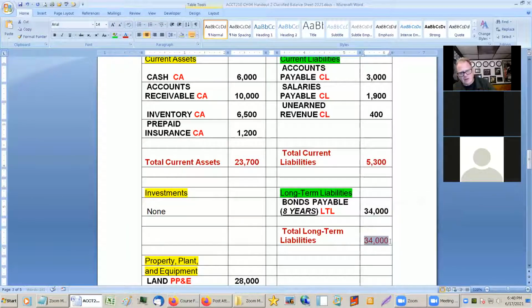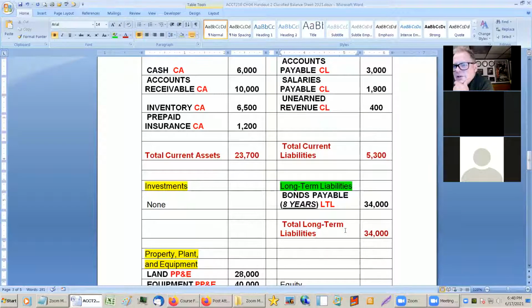So long-term liabilities, we have just the 34,000. By the way, here's kind of a heads-up thing, especially for those of you going into accounting. The question is, when do long-term liabilities get paid? One of the kind of tricky answers is that long-term liabilities do not get paid. Because after 7 years, this bonds payable is going to move into a current liability. There's going to be a current liability in 8 years for this bond.